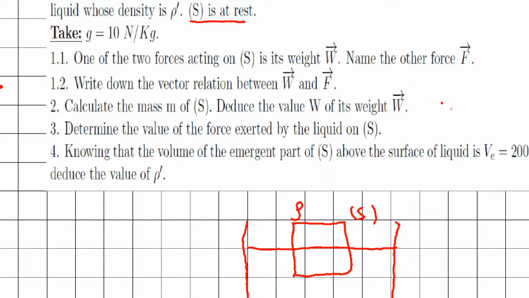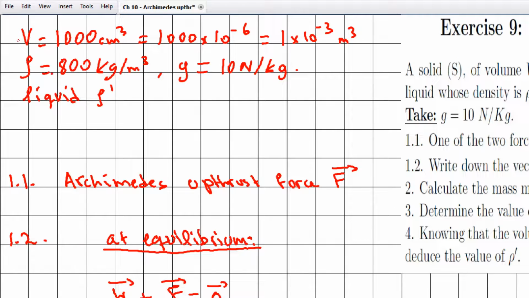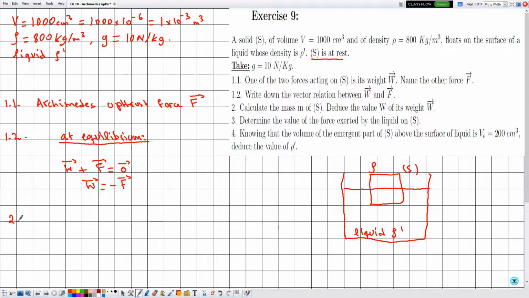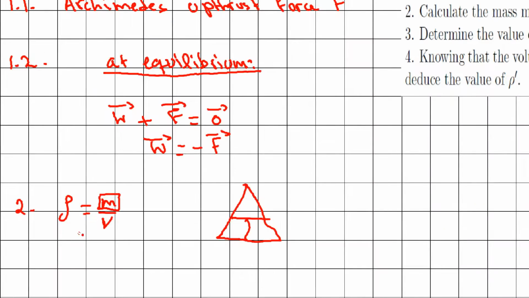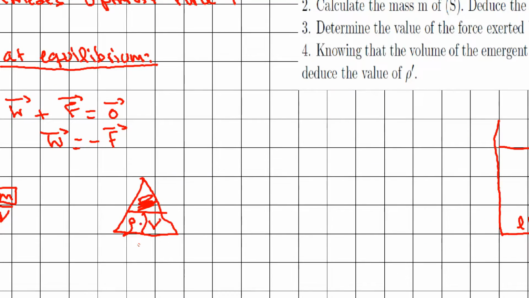Now in number 2, calculate the mass m of S. This part consists of two questions, the mass and the value of the weight. Here, because we have the volume of the solid and the density, we can calculate the mass using the relation that the density is equal to mass divided by volume, knowing that we are interested in determining the mass. So constructing the triangle of this formula, because we have a divide, rho will be at the bottom. Putting our hand over m, the mass of the solid, denoted by m, is given by the density multiplied by the volume.